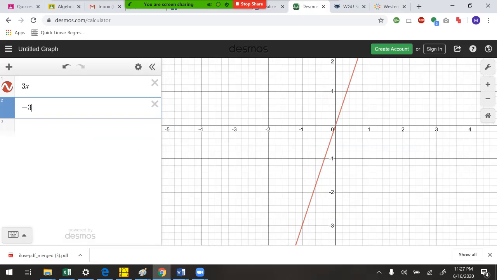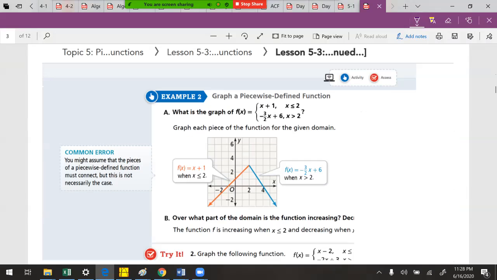If I do -3x, notice how the break is at 0, one's going up, then down. Imagine the red and blue together, okay? So the 3x one was when x is less than 0, but the -3x when x is greater than 0. Very important.